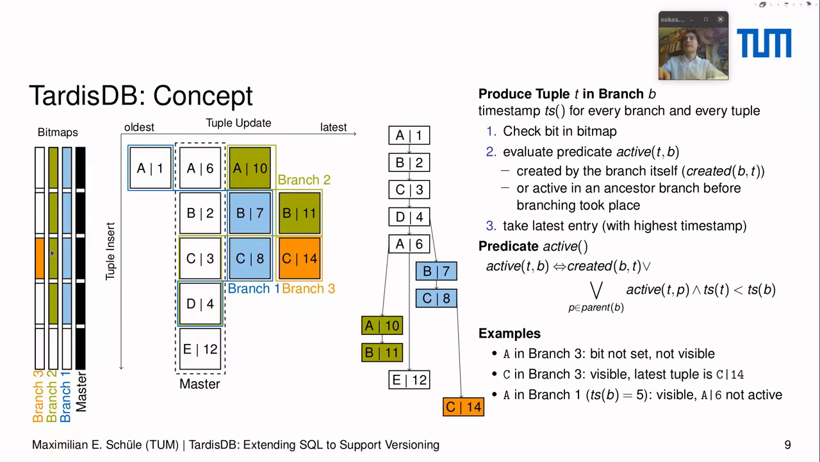Let's have some examples. A in branch 3. The bit is not set, so this tuple is not visible. C in branch 3 is visible, and as we updated it here, this is the latest active tuple, so it returns C14. A in branch 1. Branch 1 has a timestamp of 5 when it was created. A6 was updated afterwards, so the latest visible entry is A1, and this one is returned for branch 1.